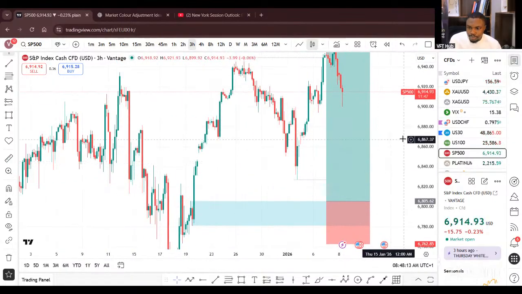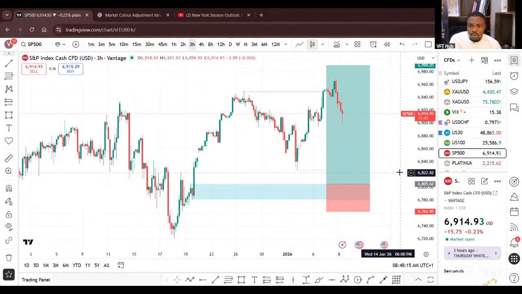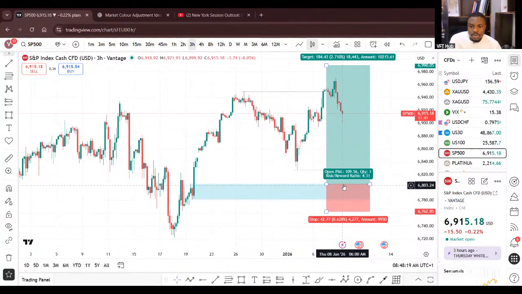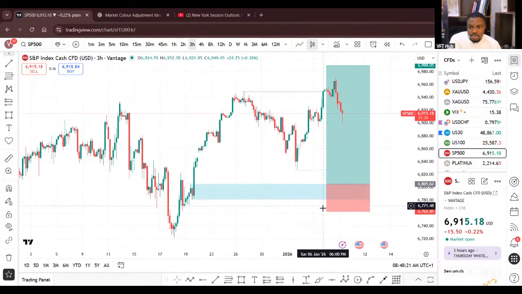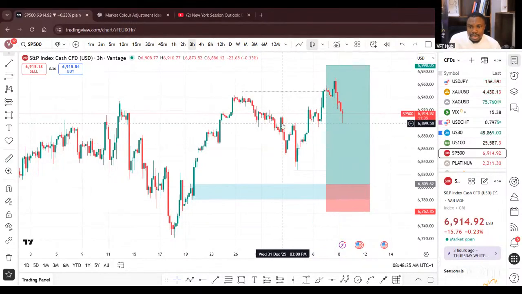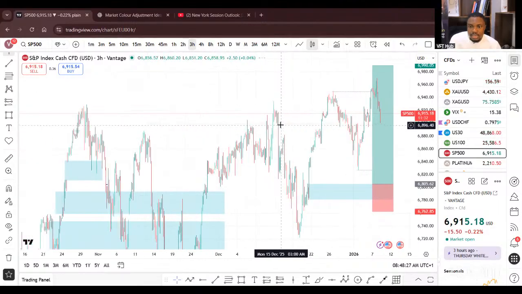So for that reason, what will I be doing? I'll just be patient for price to do what it wants to do. And then with that, we can tap into this zone for us to continue our buy in the market. All right, I hope this makes a lot of sense. Again, what do I mean?